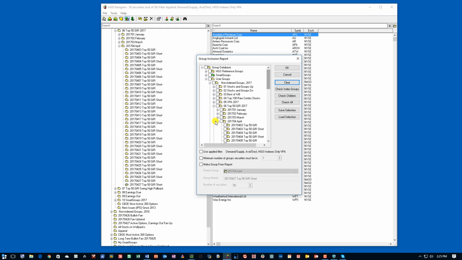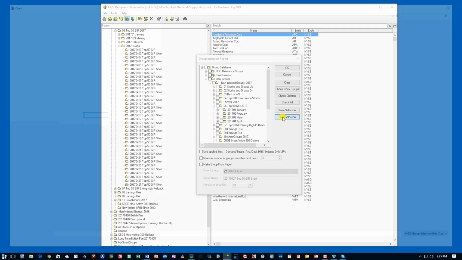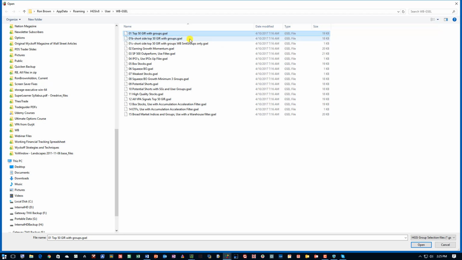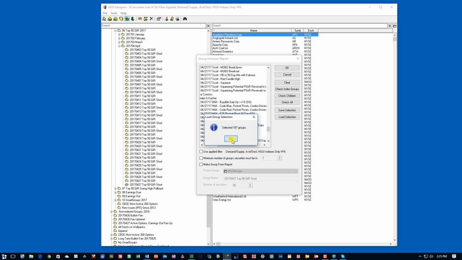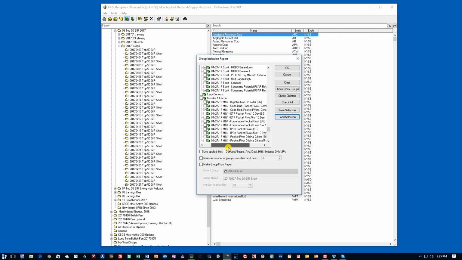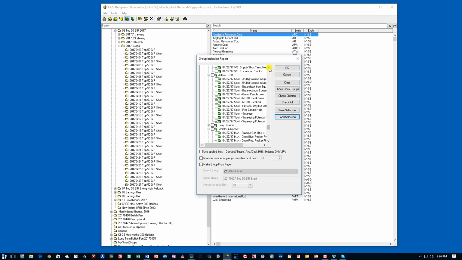Now, if you're a member of the Insider Club, and if you've updated your files, if you load the selection, you're going to have two options here. The top option is the top 50 group inclusion report for the long side, and the second one, the 1B, is the short side top 50. Now, I'm going to open that by selecting Open. It loads 187 groups, and most of those are industry groups, but the smart groups that are selected are in the green folders.